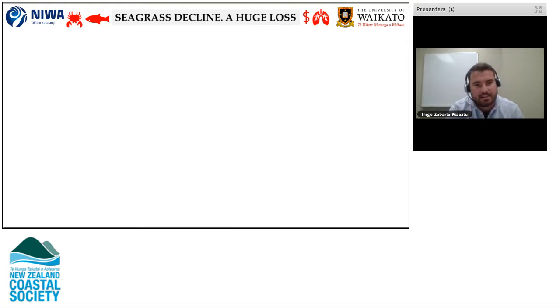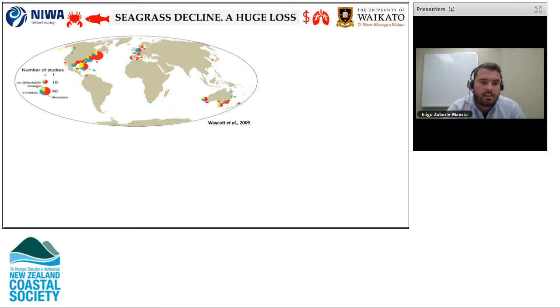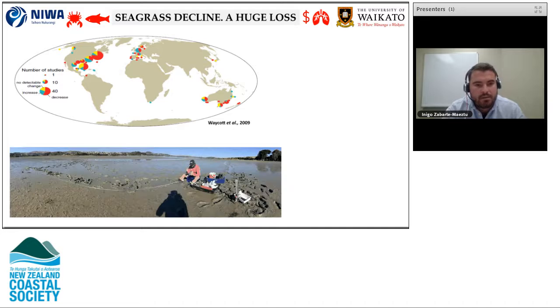But unfortunately, that's not the case, and seagrass is declining all around the world, and that's a huge loss. The plot here shows in red the areas where seagrass has been reported to be declining. As you can see, New Zealand is not an exception, and we can go from very beautiful intertidal meadows to bare mudflats, losing all of these ecosystem services that seagrasses provide. That's a huge thing, and it should be enough to worry us about the importance of the problem.